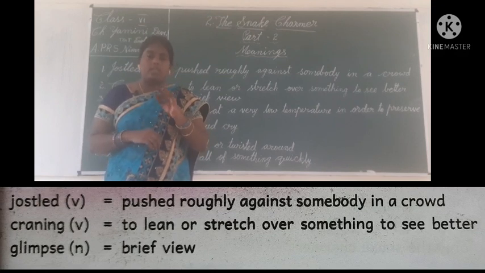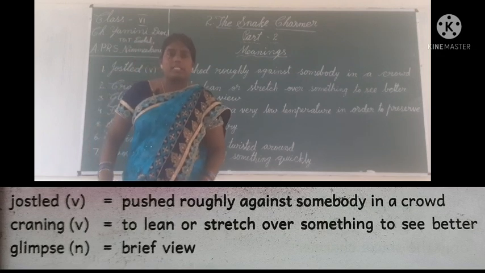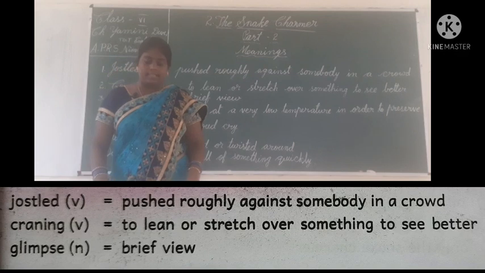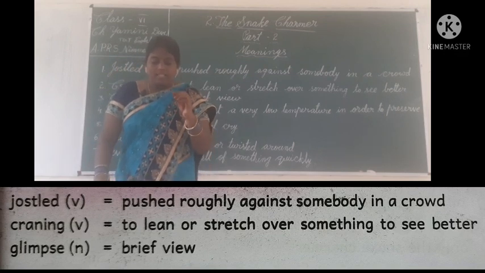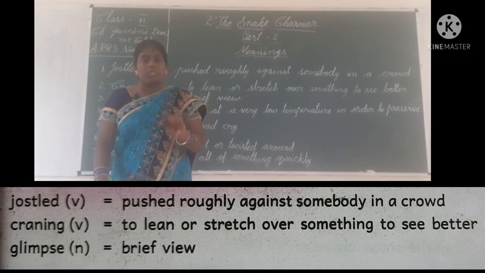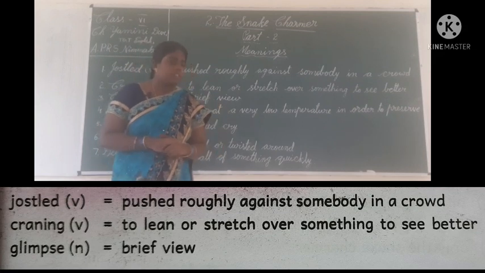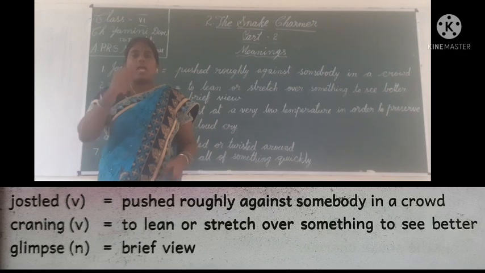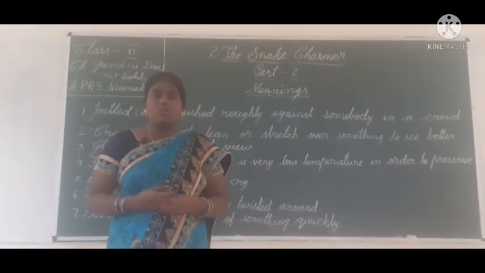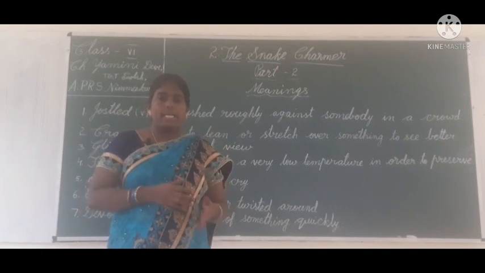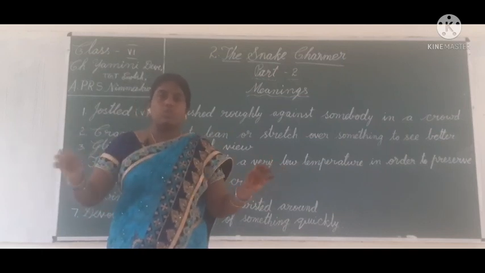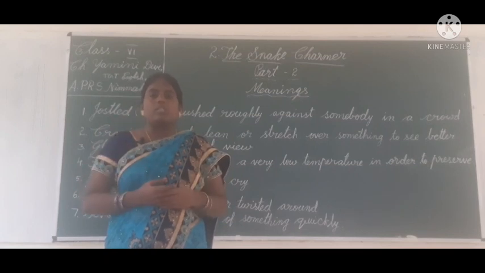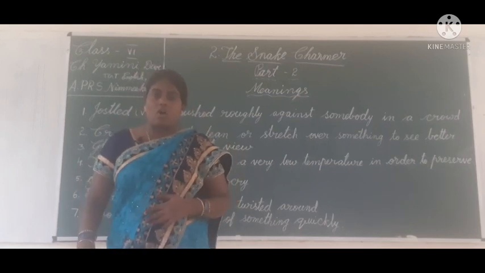Here we got another word, glimpse. Once again I will read the sentence, to see how it is used. To catch a glimpse of this fierce and terrible dead dragon. The meaning of the word glimpse is brief view. To catch a brief view. They wanted to see the dragon from head to tail. So to have a brief view, they are craning their necks.